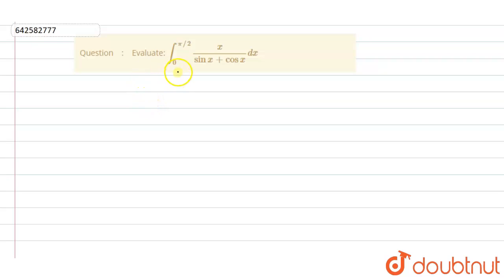Hello student, we have this question. Evaluate the integral from 0 to pi by 2 of x divided by sin x plus cos x dx. Let I be equal to the integral from 0 to pi by 2 of x divided by sin x plus cos x dx. This is the value of the integral.